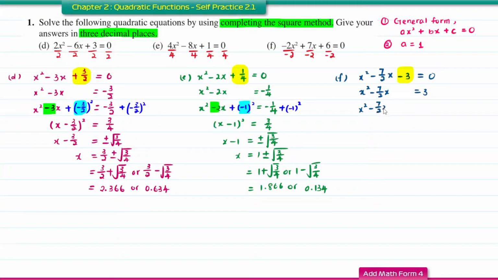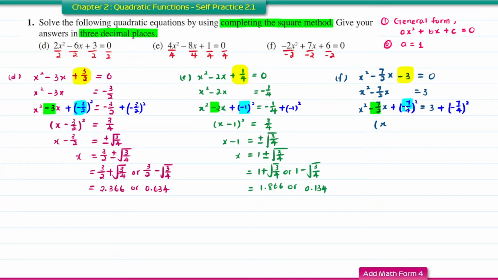So next, we're going to find a number to put in here so that this will be equal to the area of a square. So your b now is negative 7 over 2. So when you divide it by 2, then you're going to get negative 7 over 4. Then square it. So on your right hand side, you also need to plus negative 7 over 4 square. Next, factorize this part.